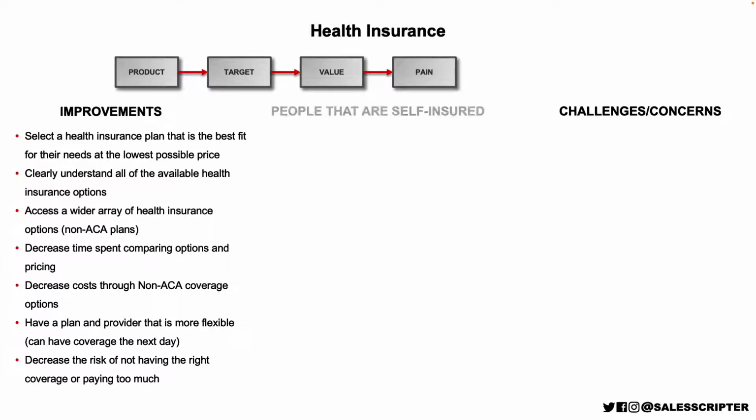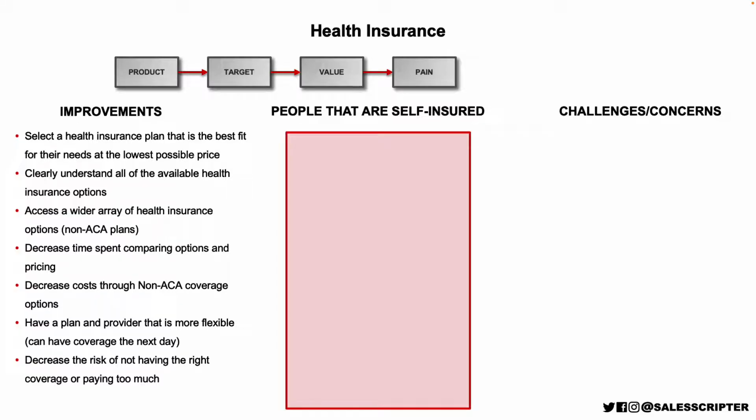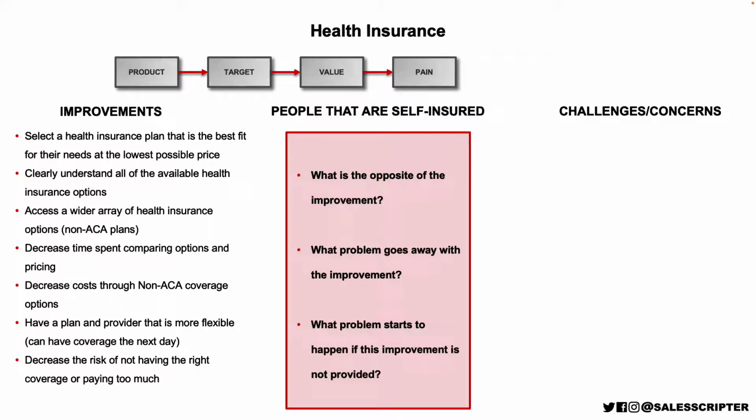And when we're going through this, we still want to keep in mind the target audience that we're creating the sales script for and the challenges or concerns specific to that particular audience. And what we can do is we can look at each improvement one by one and try to think about, what is the opposite of that improvement, and what problem goes away when we deliver or create that improvement, or what problem starts to happen if that improvement is not provided.